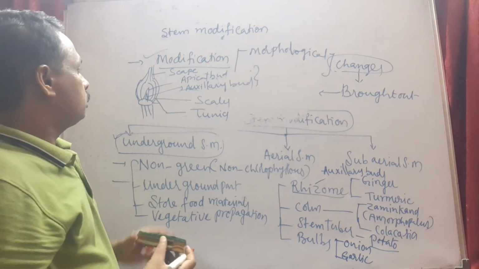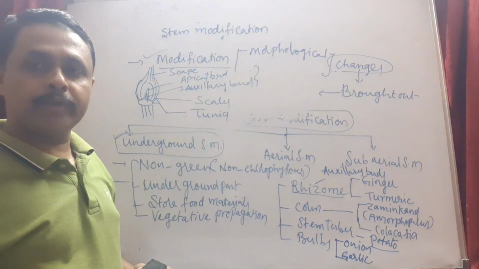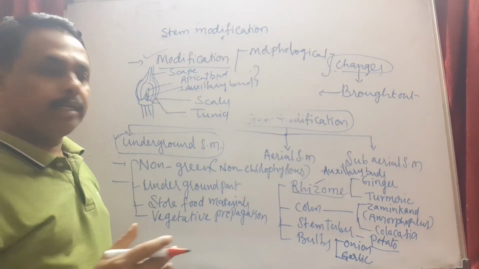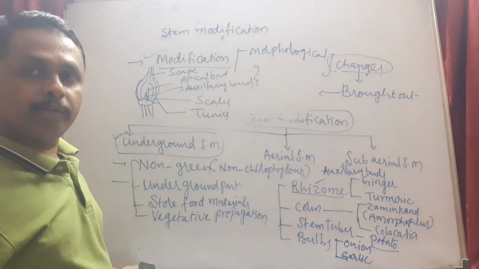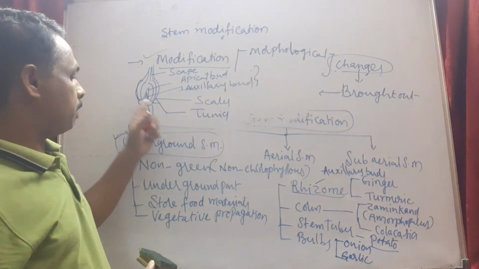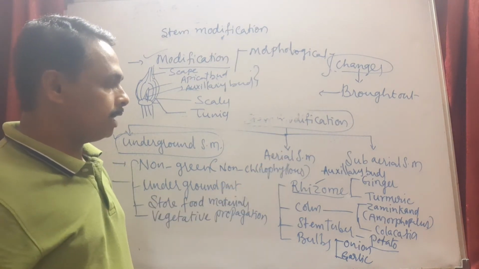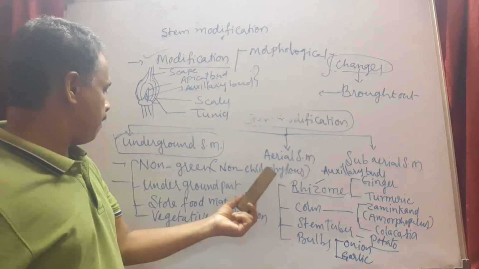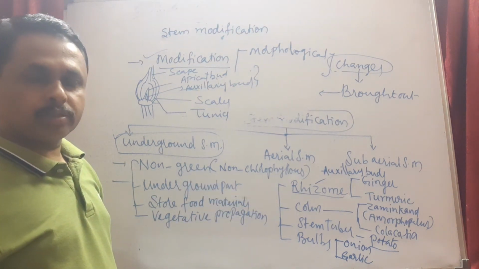So here we can see in onion there are two types of modifications. One is stem modification, the other one is leaf modification. So that is about the bulbs. So these are the underground stem modification structures. Is it clear?